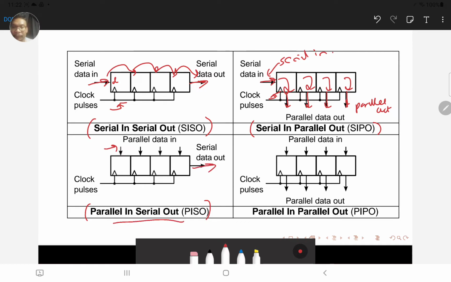So data comes in. At the positive edge of the clock, it will be stored, and then the data will be coming out serially. So parallel in, parallel out: you have parallel data coming in, and then we have parallel data coming out.